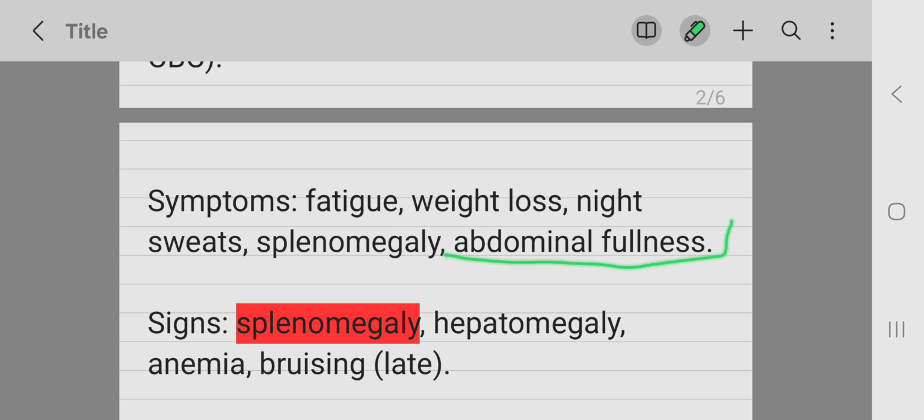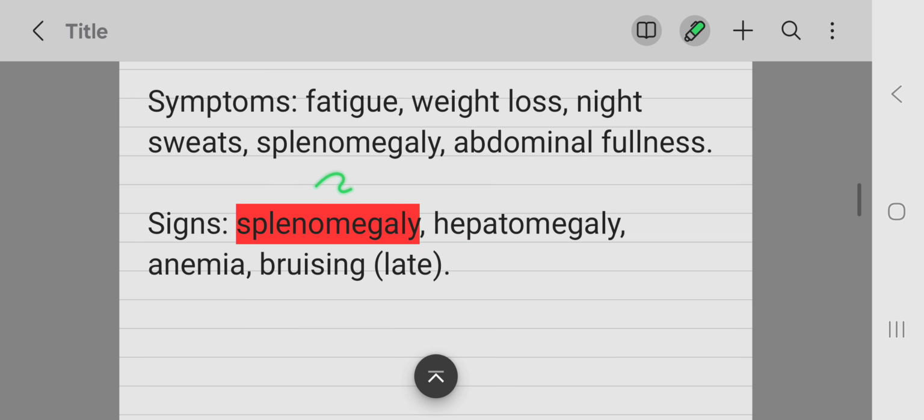And there is abdominal fullness due to this splenomegaly. On examination, you will see that there is splenomegaly, maybe there is hepatomegaly. The patient is pale, and due to thrombocytopenia in late stages, there is bruising.